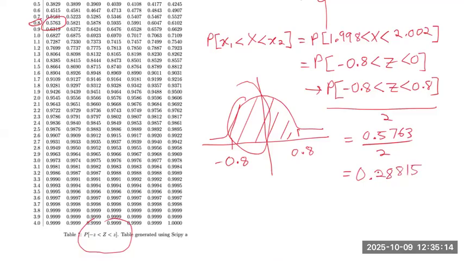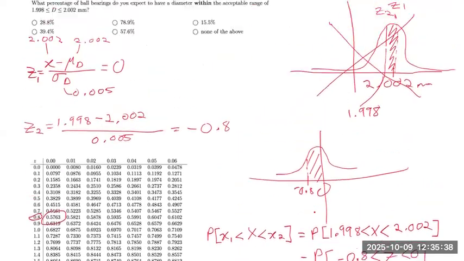And in percentage, we multiply it by 100%, so it's 0.28815 times 100%. So it's equal to 28.8%. So we're going to choose 28.8% as our final answer.